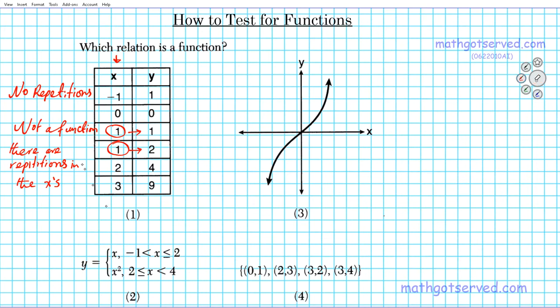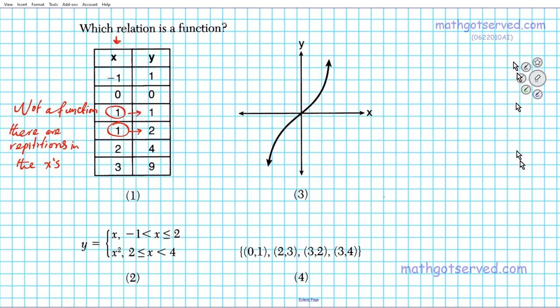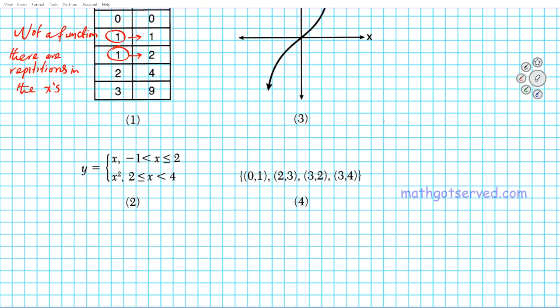Let's take a look at option number 2. Option number 2 is a piecewise defined function. Basically, you have two functions pieced together. Looking at the two functions given here, y equals x is a function because it's a straight line, and a straight line passes the vertical line test. The second function is a parabola, or quadratic function, and that also passes the vertical line test.